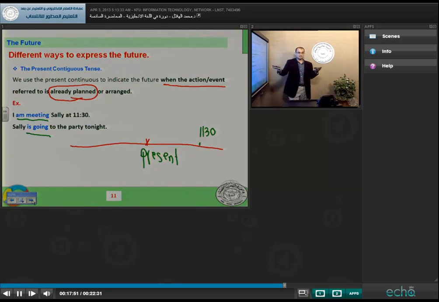As we said in the case of Sally going to the party, there is an arrangement. Somebody has invited her. She is going to the party at a particular time because some particular person has agreed to her invitation. So there is something planned before the action happens, and this is one of the main uses of the present continuous tense when the reference is to the future.